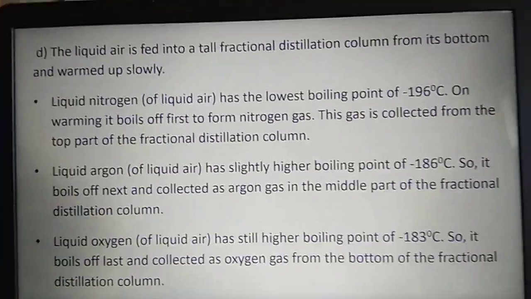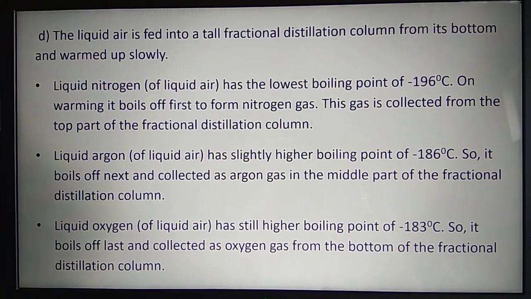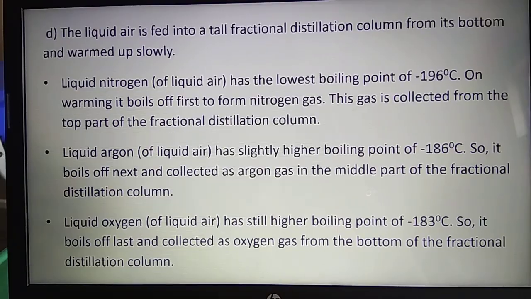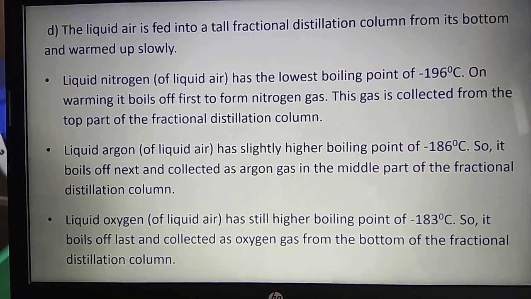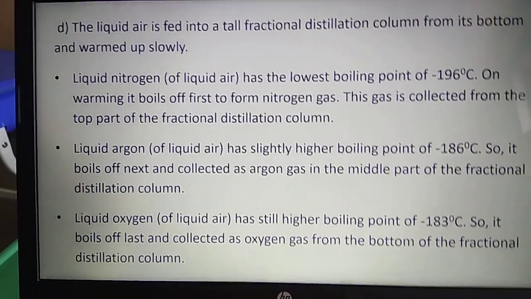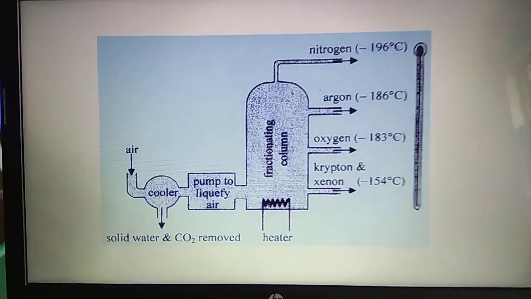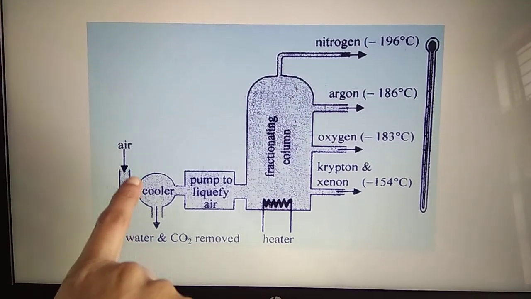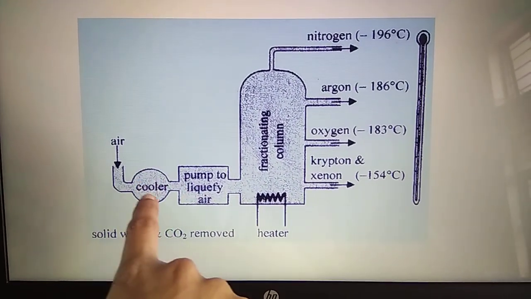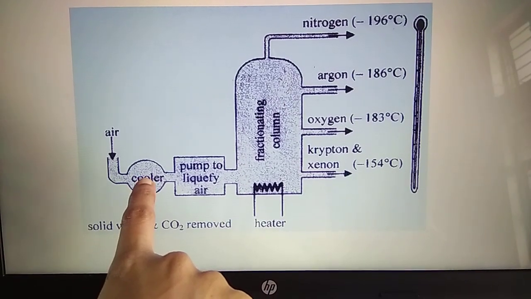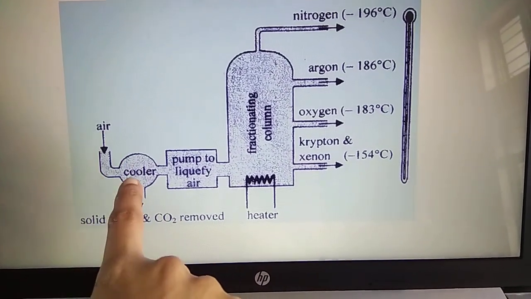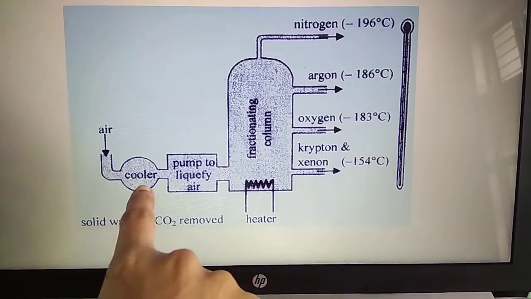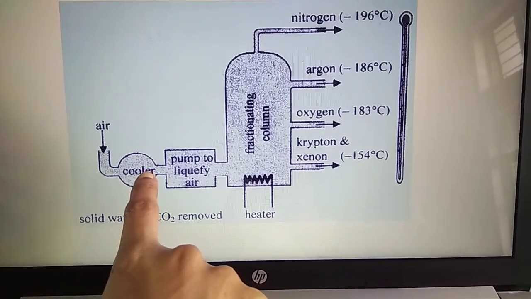Next, the liquid air is fed into a tall fractional distillation column from its bottom and warmed up slowly. I will show you the diagram also. Let's see the diagram first. This is the schematic diagram. Air, this is the cooling apparatus where it is cooled down. That means compression, cooling and rapid expansion, everything in this. Then it is converted to liquid air.